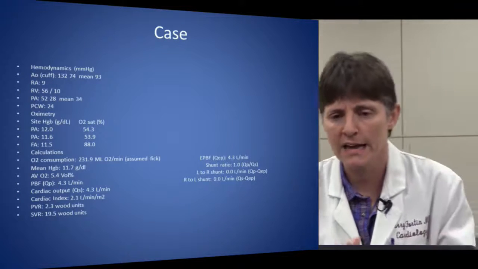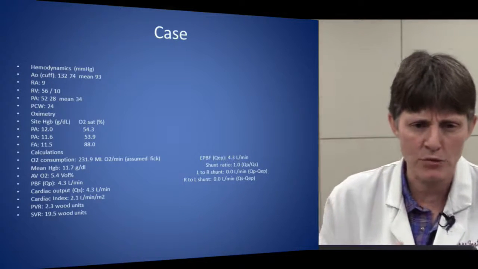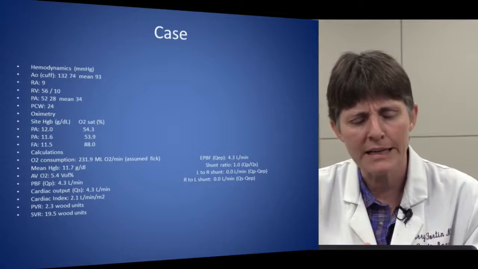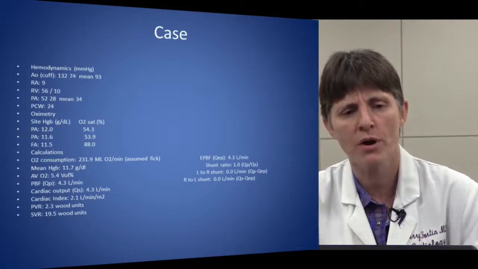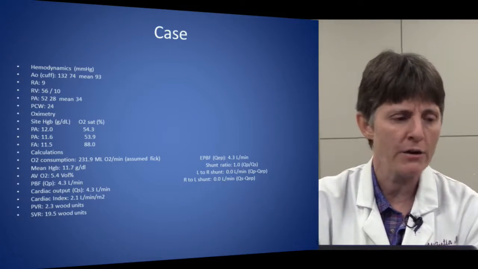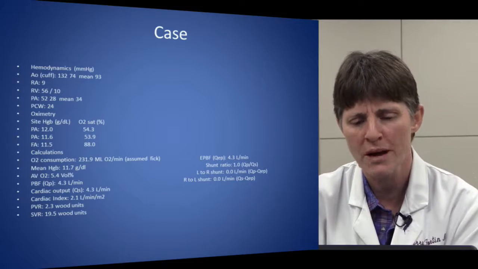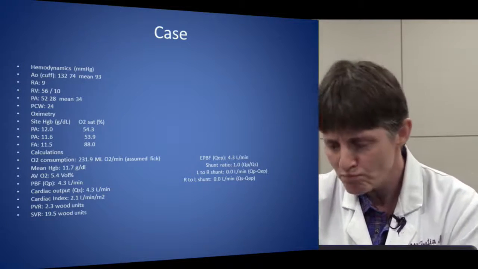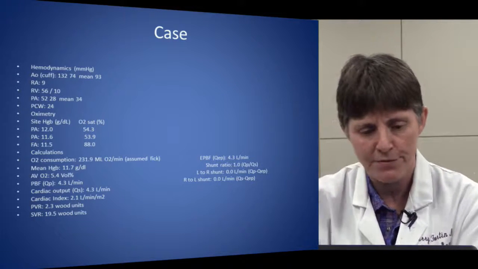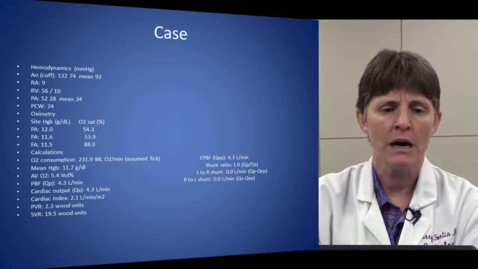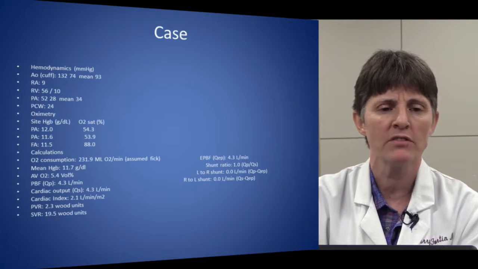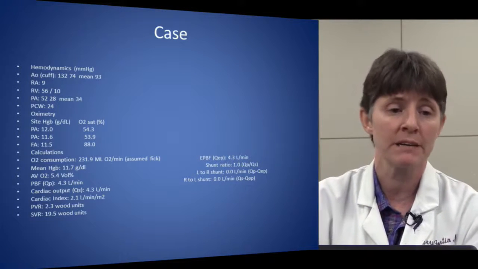So let's look at a case. This is actually somebody that I cathed last week. She's an elderly lady who came in for shortness of breath. She didn't have a prior known history of any kind of heart disease, and she had an echocardiogram with kind of a 35% EF, and that was new. She had been diuresed, and they wanted to see where they were getting.